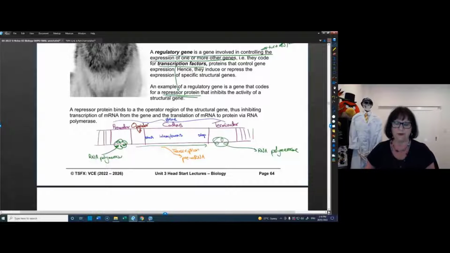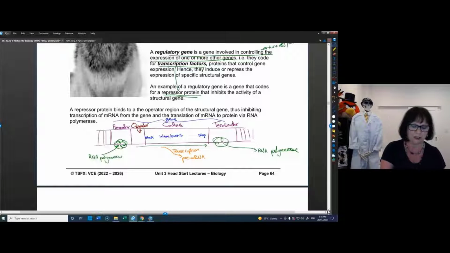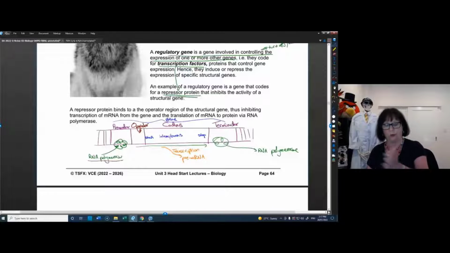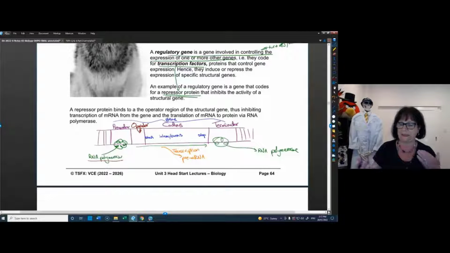So what we can do is understand that to turn a gene off means to stop transcription. To stop transcription means to stop the RNA polymerase moving along. To turn a gene on means to let the RNA polymerase move along and do transcription. And it's as simple as that.